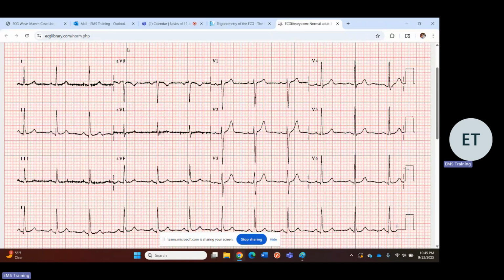So let's do this little thumbs up thing. If you imagine a thumb up, put your left thumb right here. And then put your right thumb here. If you have 2 thumbs up, you have a normal axis.